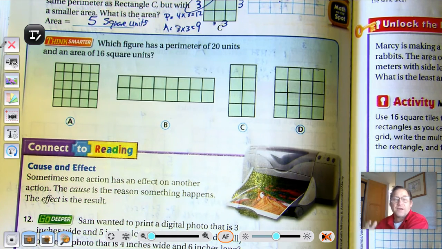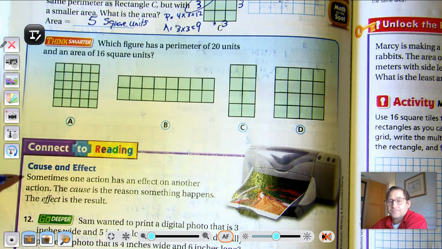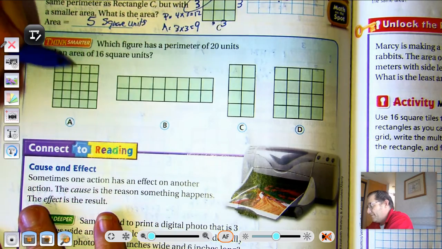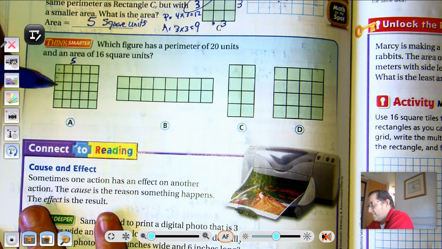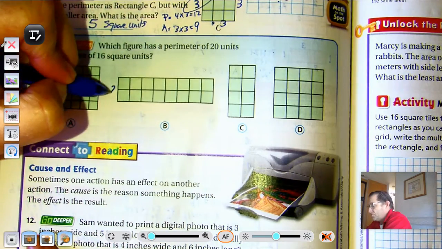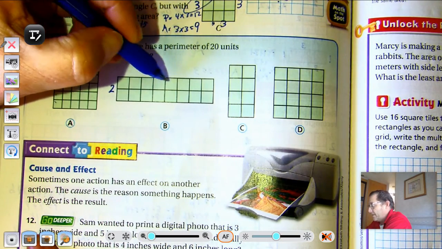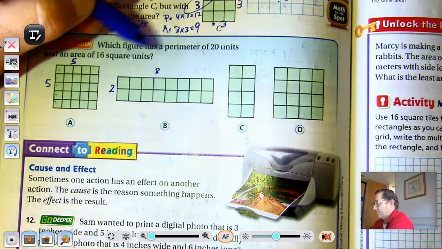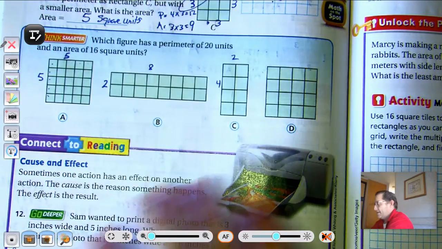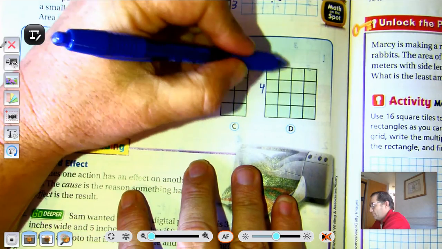So the easiest way to probably do this one is to put the measurements in. And we can probably find the area easiest because we're just multiplying the two sides. So let's see. 1, 2, 3, 4, 5. 1, 2, 3, 4, 5. That's a 5 by 5. This is a 2 by 1, 2, 3, 4, 5, 6, 7, 8. This is a 4 by 2. And this is a 4 by 4.